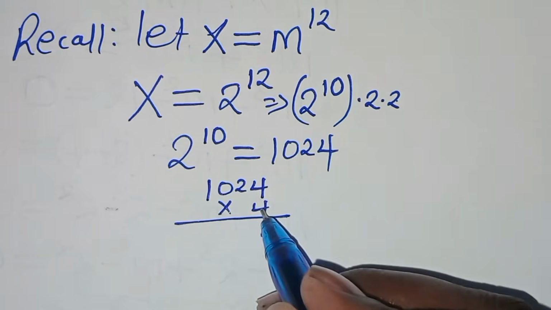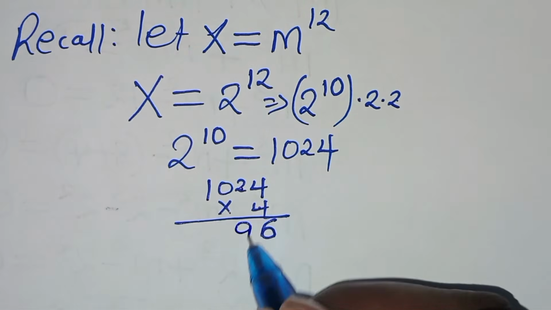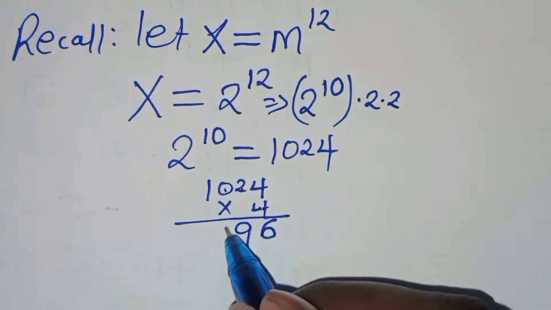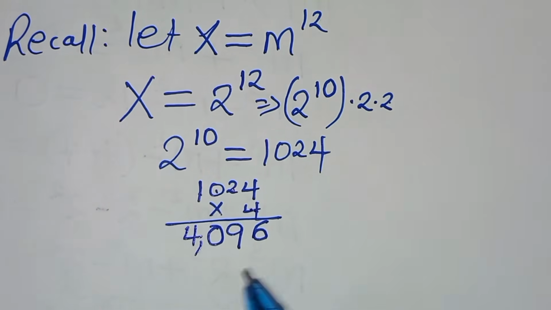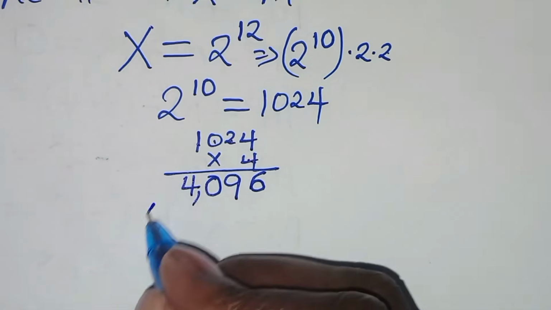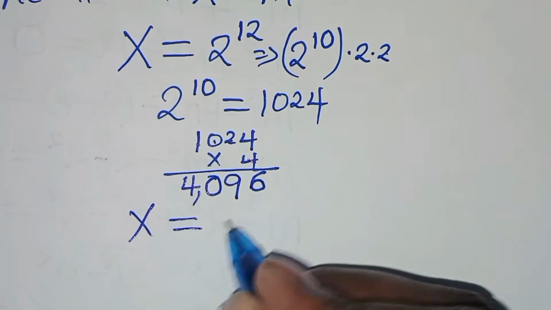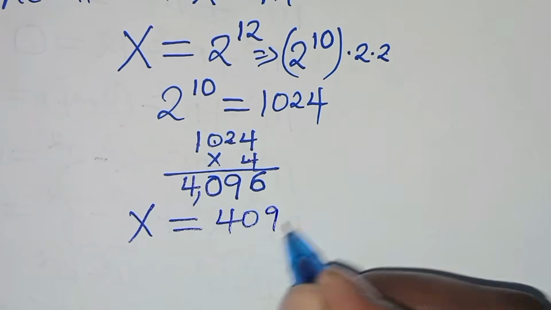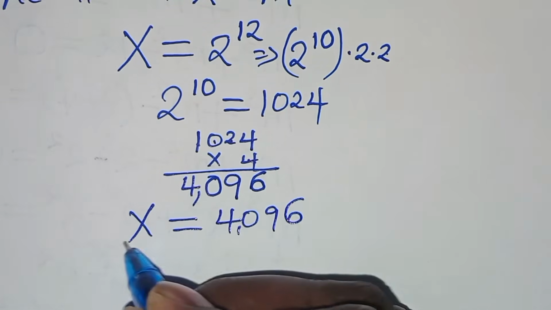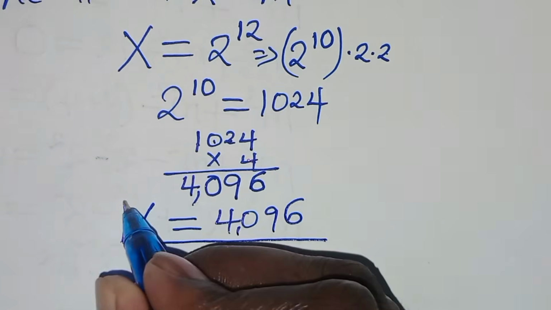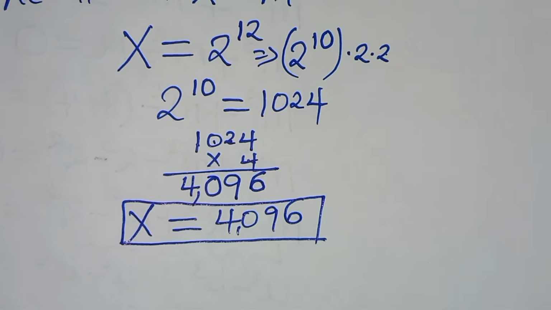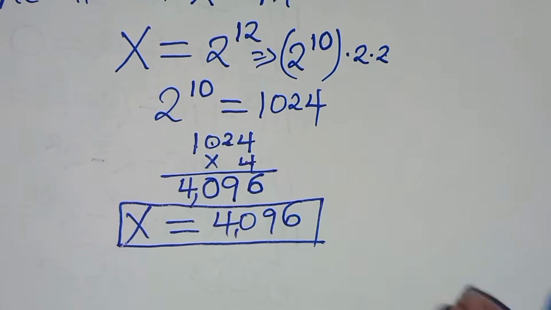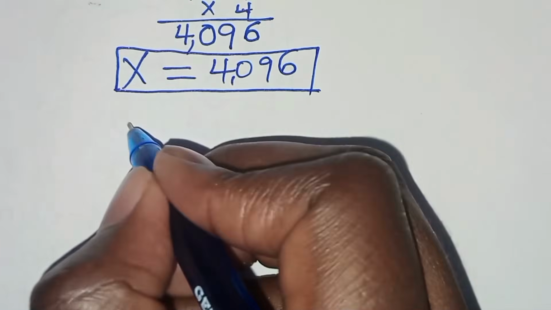Carry 1, then 4 times 2, 8 plus 1, this is 9. Then 0 times 4, this is 0. 1 times 4, this is 4. So we have that x is equal to 4096. This is the value of x. So let's verify that this value of x satisfies the equation.